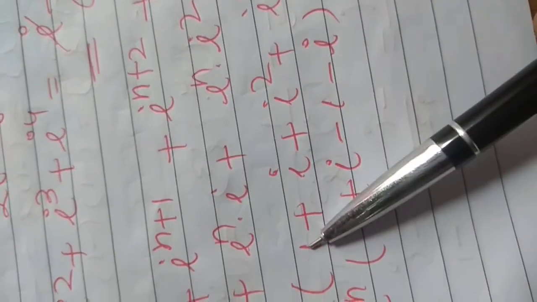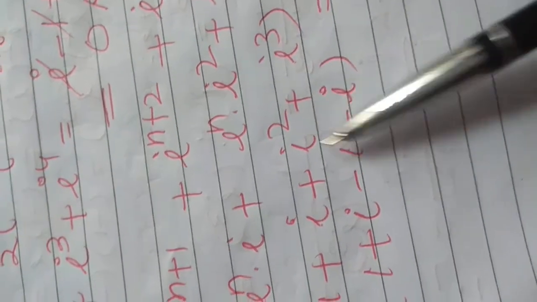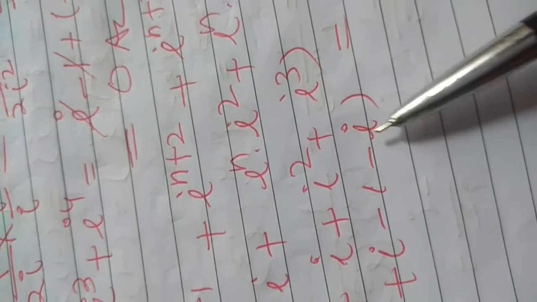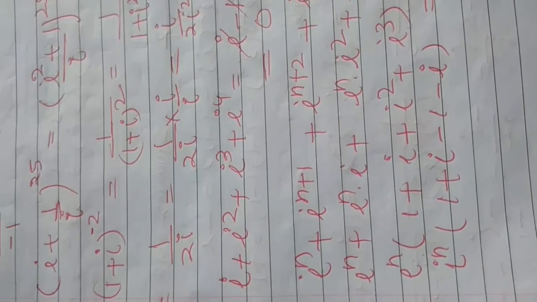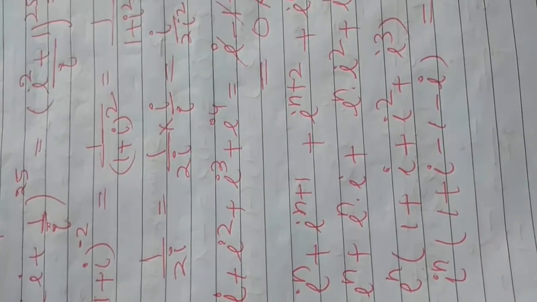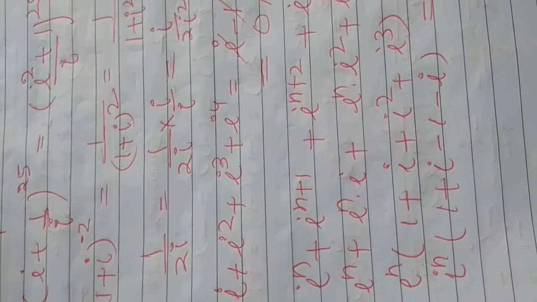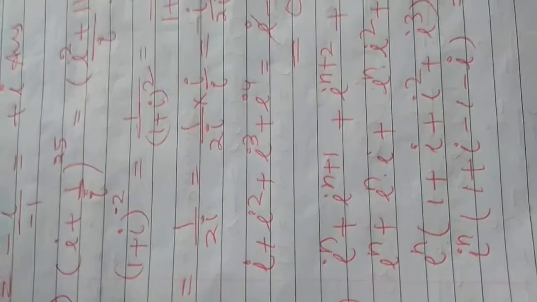Same method, we can put the values: I square is minus 1, I cube is minus I. Minus I plus I cancel, minus 1 plus 1 cancel, so we get iota to the power n into 0, and the answer is 0. So here we see that the sum of 4 consecutive powers of iota will always be 0. This is the note of that question: the sum of 4 consecutive terms of iota will be 0.